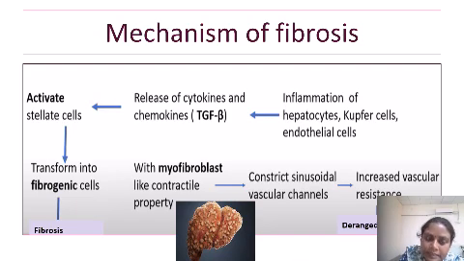So what are stellate cells? Stellate cells are the cells that store vitamin A. They are going to be dormant until the inflammation sets in. Then they will transform into fibrogenic cells and start laying down collagen fibers. These fibrogenic cells will have myofibroblast-like contractile property, which can contract the sinusoidal vessels and will result in increased vascular resistance, and thus perfusion can also be deranged. So everything will eventually result in the development of hepatic fibrosis.